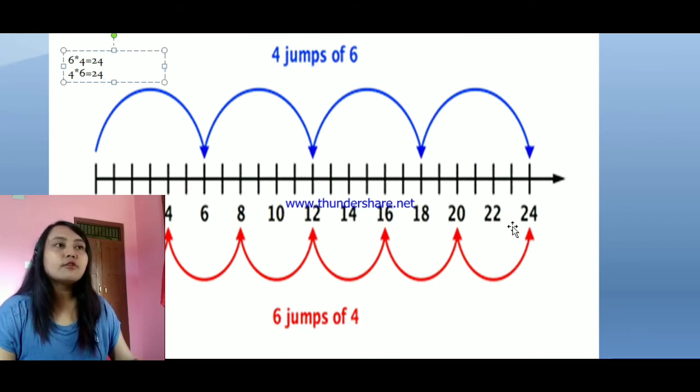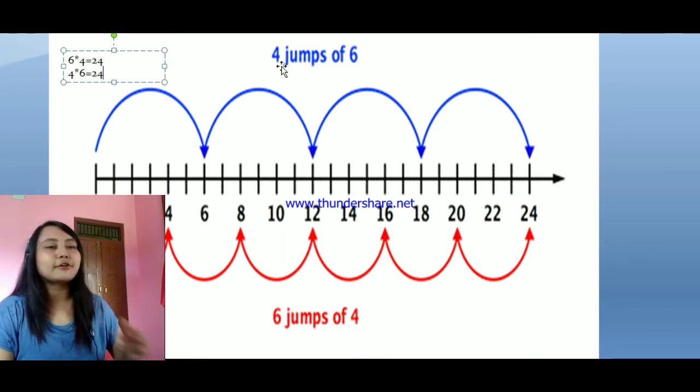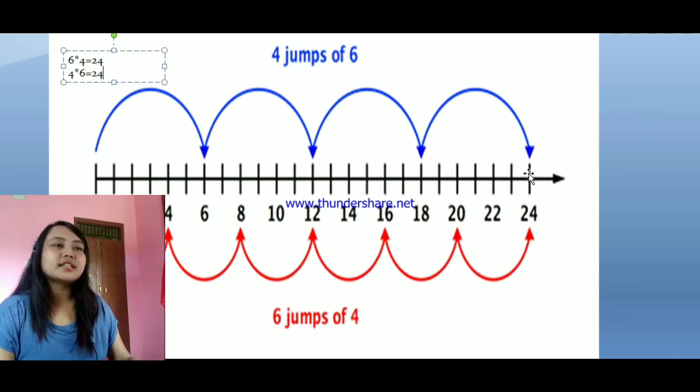Now the next part, 4 into 6 equals 24. 4 into 6 means 4 times jumping 6 steps. So 1, 2, 3, 4, 5, 6. 6 steps I have taken and I have jumped for 1 time. Next 6, 2 times. Next 6, 3 times. Next 6, 4 times. So 4 jumps of 6 is equal to 24. Both results are equal to 24, but the jump is different here.